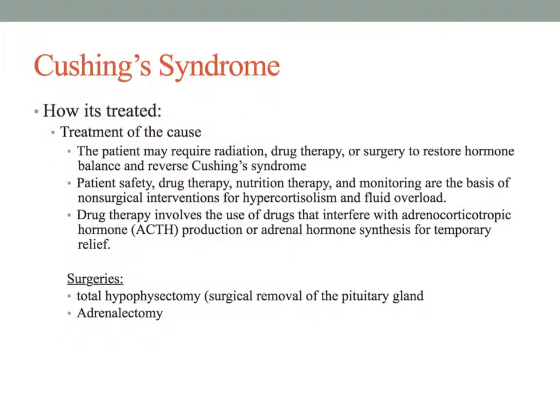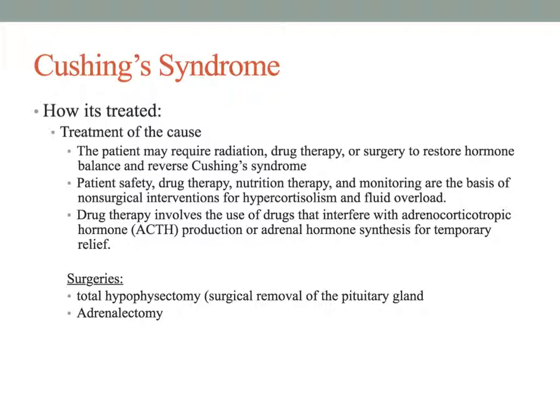Treatment for Cushing's syndrome, Cushing's disease, varies depending on the cause. If it is an adrenal tumor, then the tumor may have to be removed. They might have to have an adrenalectomy. If there's a tumor of the pituitary gland, that could require removal of the pituitary gland as well.